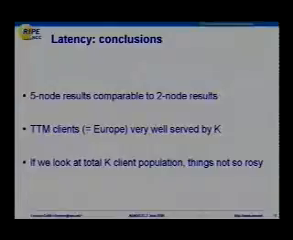Seen from TTM, things are very good, and it doesn't seem to depend on the deployment we had. When we moved from 2 nodes last year to 5 nodes this year, it doesn't seem to make a difference. BGP still seems to be able to discriminate. If we look at the total K client population, things are not so rosy.